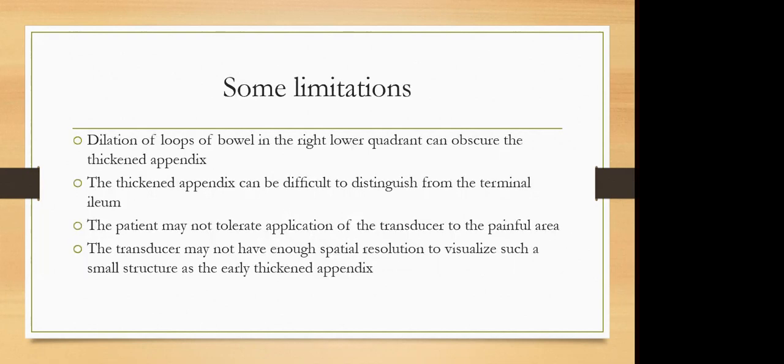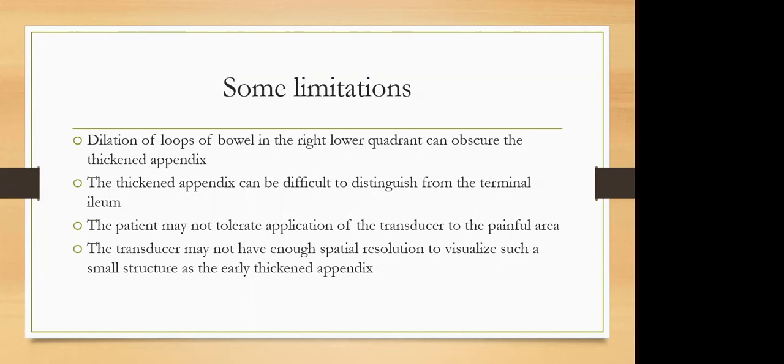Some limitations. Dilatation of the loops of bowel in the right lower quadrant can obscure a thickened appendix. The thickened appendix can be difficult to distinguish from the terminal ileum. The patient may not tolerate application of the transducer to the painful area.